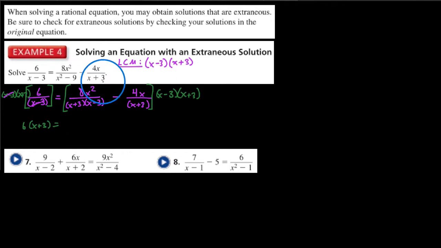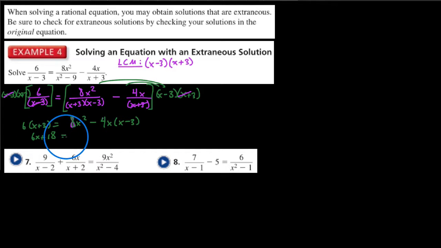And on the right side here, as we distribute, we're going to see that our x minus 3 and x plus 3 cancel out with this quantity, and we get left with really 8x squared there. So 8x squared minus now, and over here our x plus 3's cancel out, leaving behind the 4x that was on top to be multiplied by the remaining x minus 3 factor. So let's go ahead and simplify both sides here by distributing.